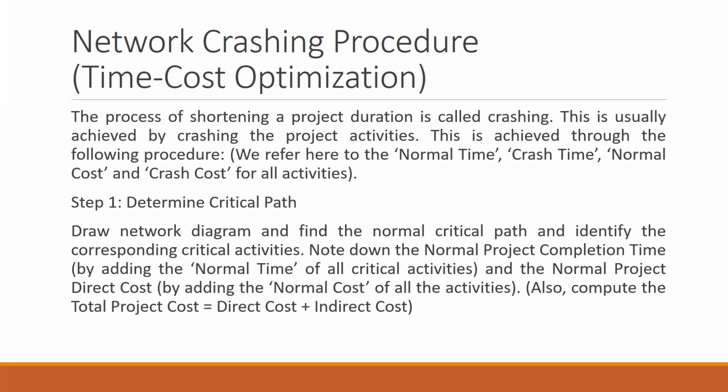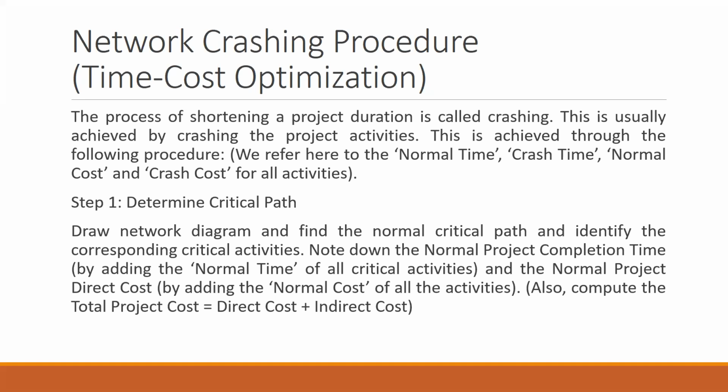Okay. Once we find the critical path, we are going to find the normal project completion time by just adding the normal time of all the activities on the critical path. That is nothing but your critical duration, which we have done before as well. But along with this, we are also going to find out the normal project direct cost. By adding the normal cost of all the activities, we will get the project direct cost. And finally, using the direct cost and the indirect cost, we are going to find out the total project cost. That will be the first step.